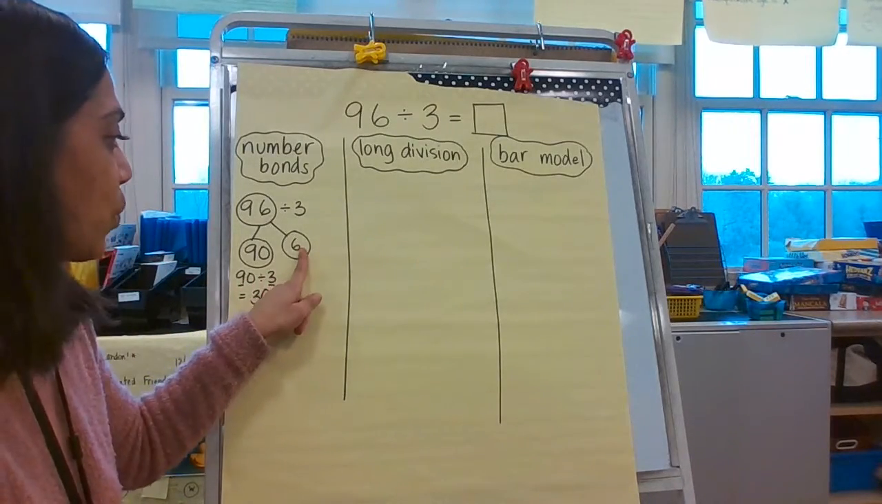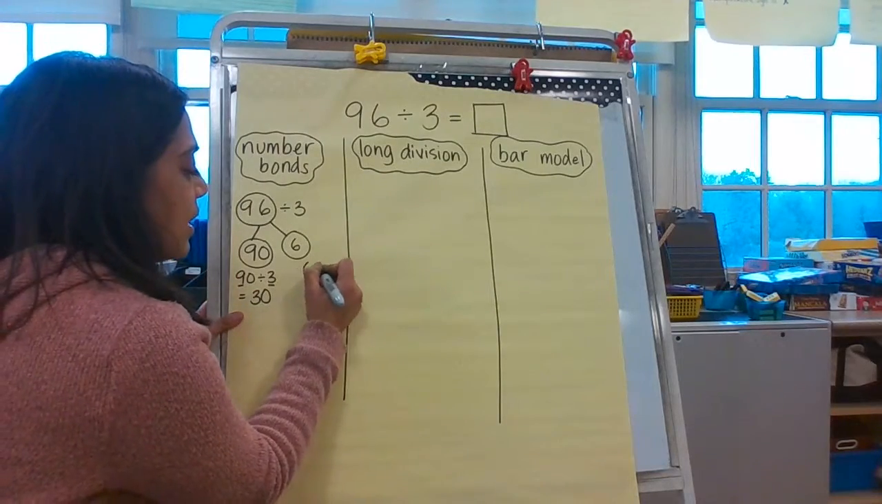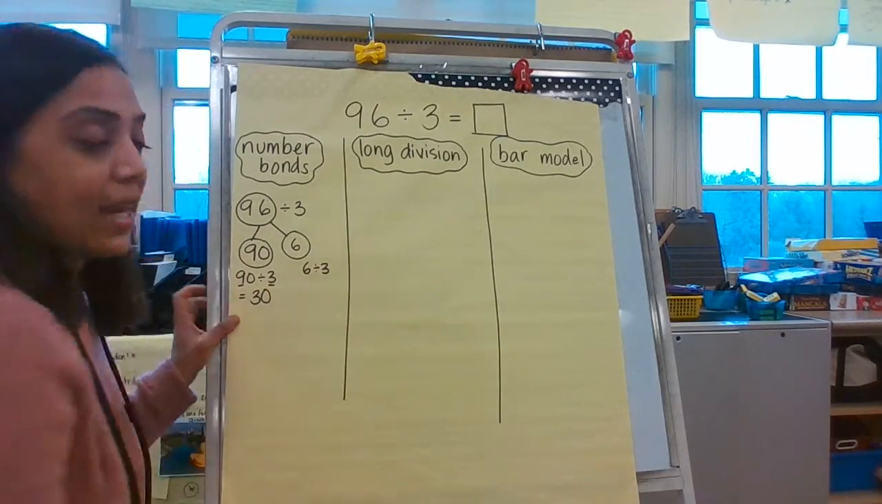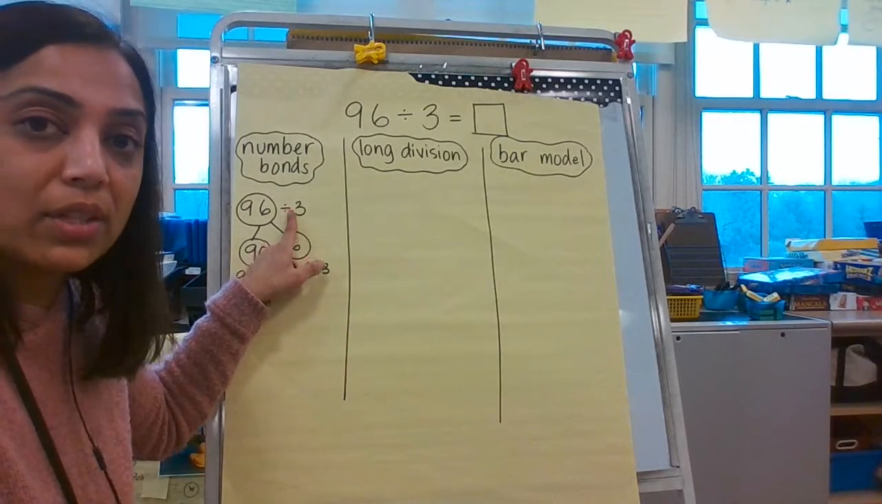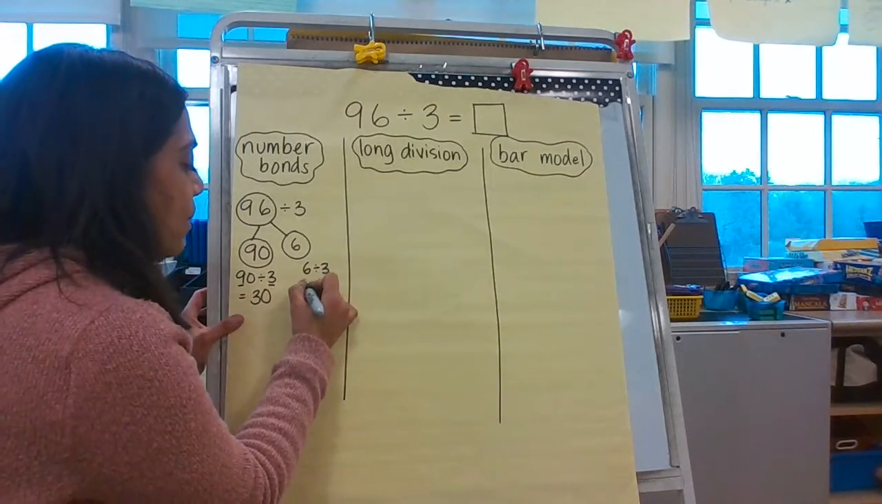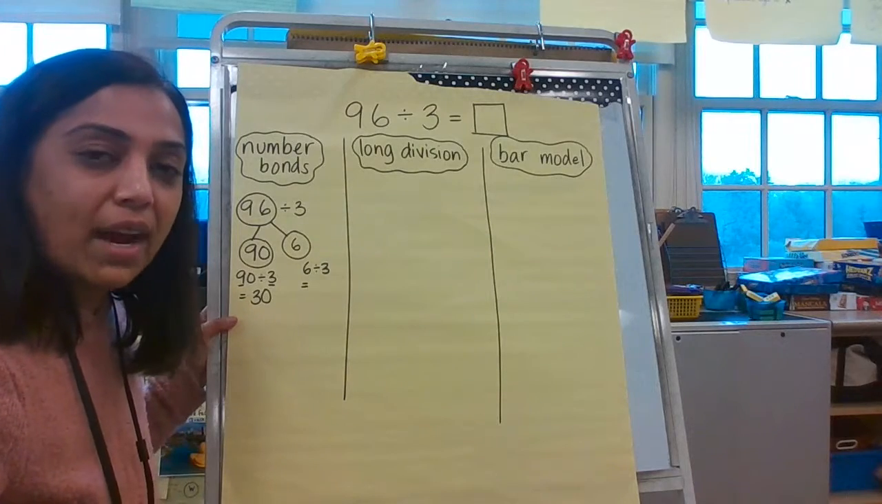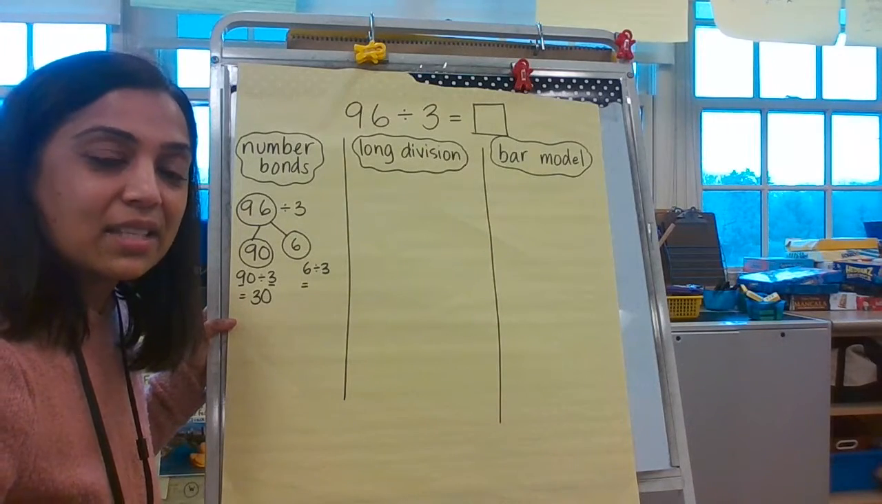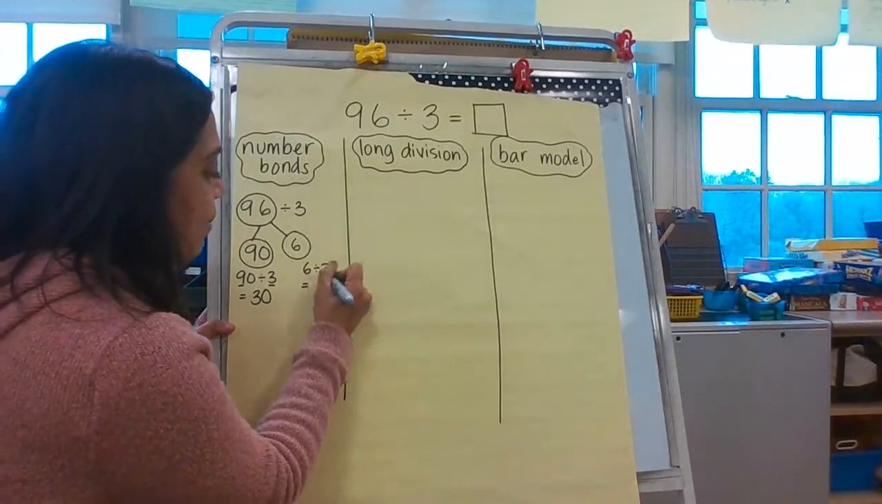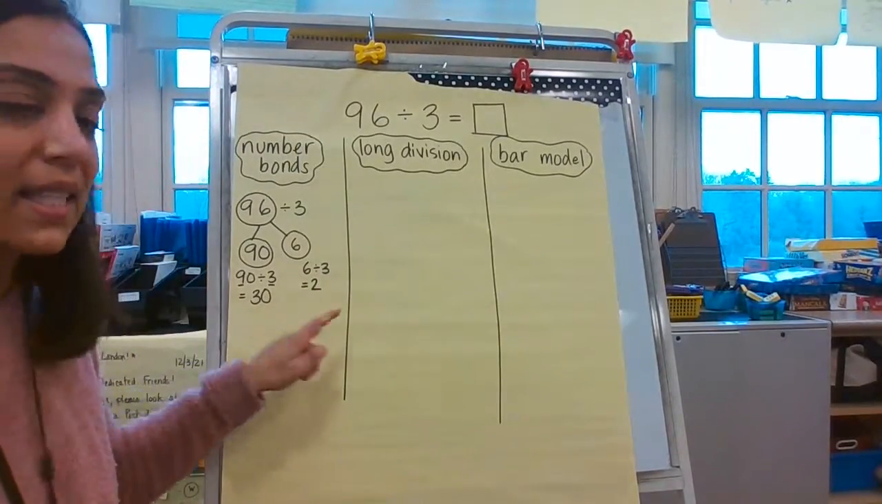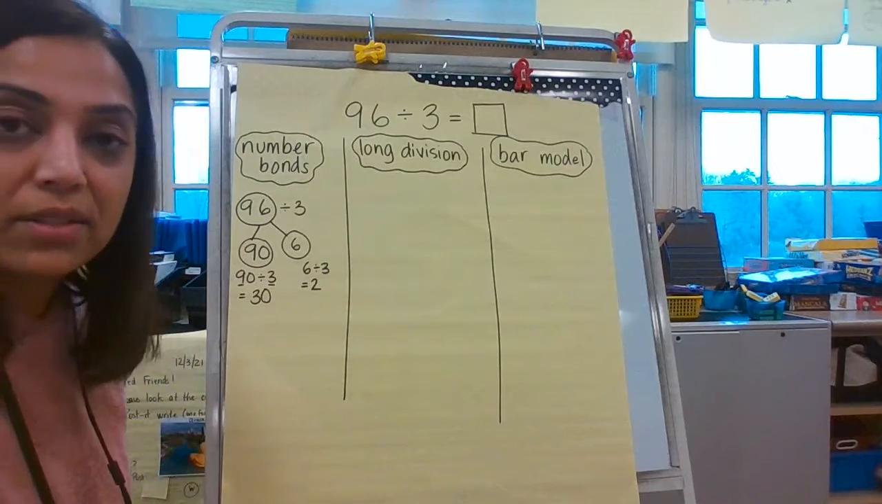Okay, let's move on to the next one. We do the same thing, 6 divided by 3. Again, why are we dividing by 3? Because it's right over here. So don't forget to do that. What is 6 divided by 3? That means 6 into 3 groups. How many do we have in each? 6 divided by 3 is 2. That's like saying 3 times 2 is 6.